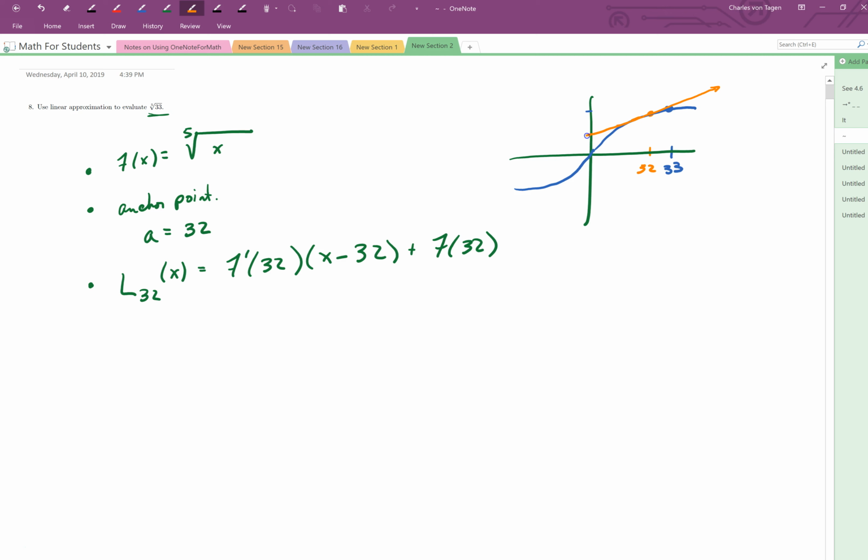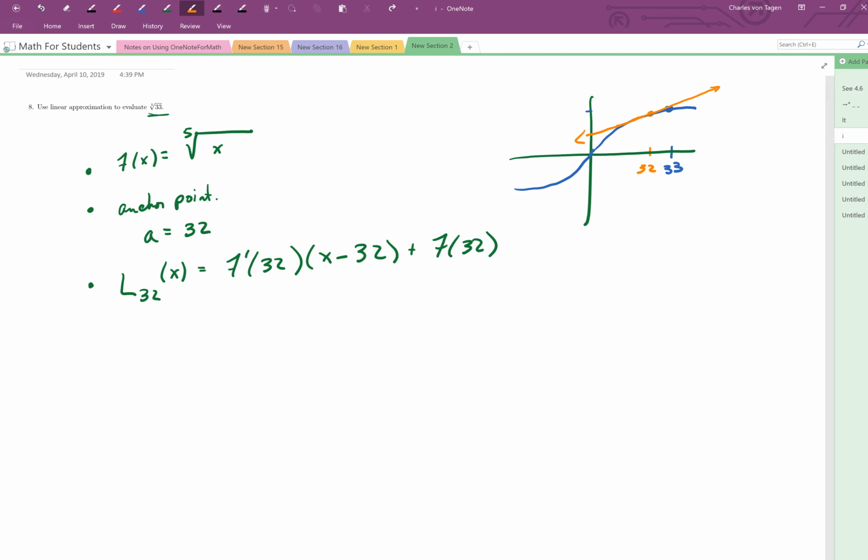And you can see from my graph here that the orange line approximates the blue curve, and that means that when we plug 33 not into the blue curve but into the orange line, we're going to get y values that are similar to one another. So this equation right here is the equation of that orange line based on the picture I just drew.